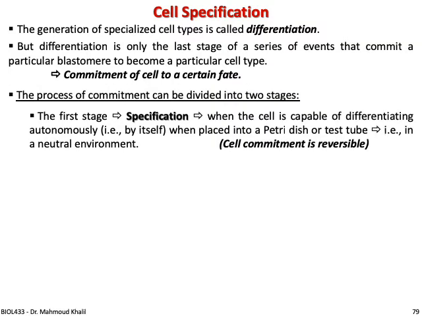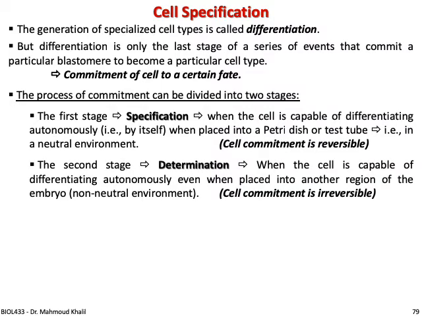For the commitment of fate of cells, the process of commitment can be differentiated into two stages. The first stage is specification, in which the cell is capable of differentiating autonomously by itself when placed into a petri dish or a test tube. That's to say, in a neutral environment. And this type of cell commitment is reversible. The second stage is determination, when the cell is capable of differentiating still autonomously, even when placed in another region of the embryo, that means a non-neutral environment, and in this case cell commitment is irreversible.